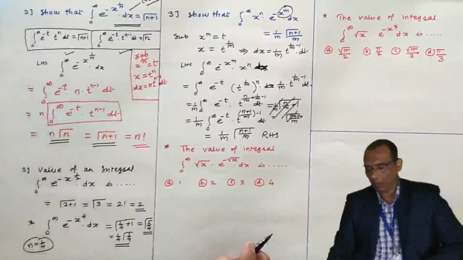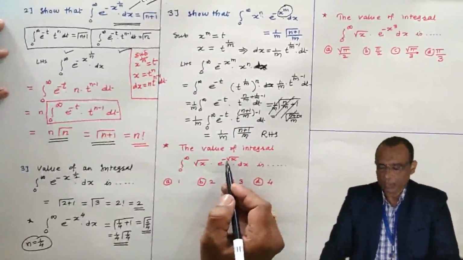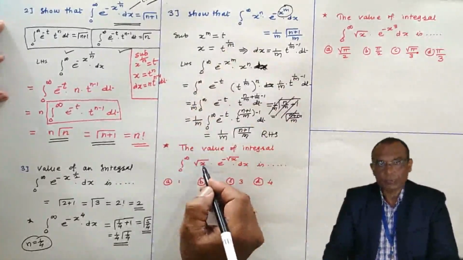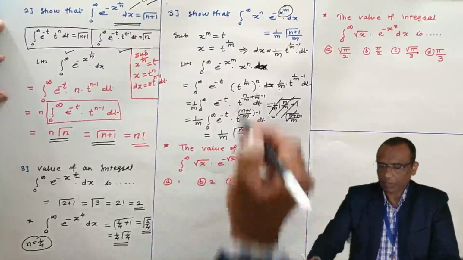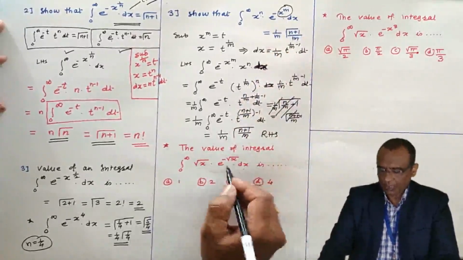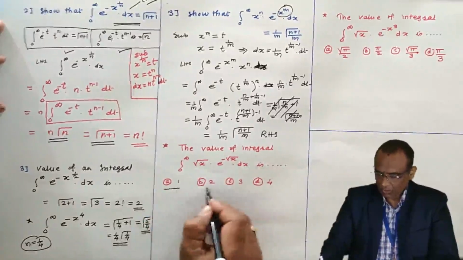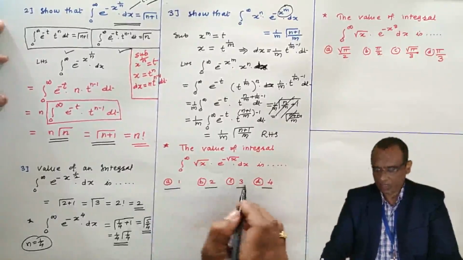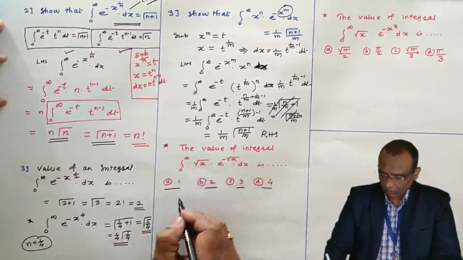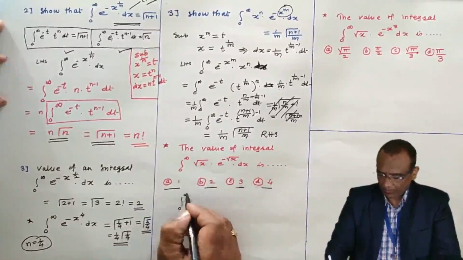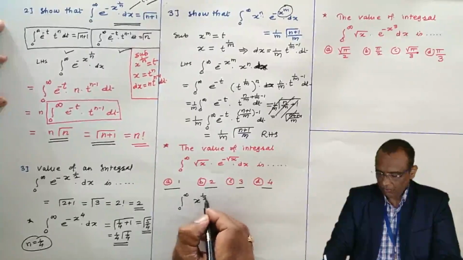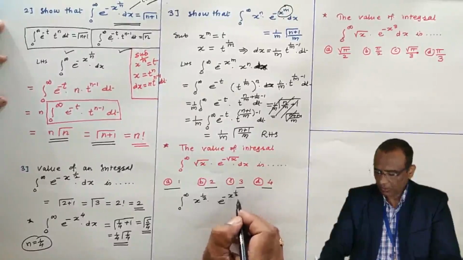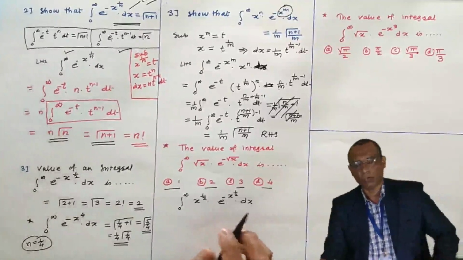Now, a problem of this type may be asked as an MCQ. The value of the integral 0 to infinity x power 1 by 2 e power minus x to the power 1 by 2 dx. Now the options are also there. The value of this integral is 1, 2, 3, or 4. The four options are given. I want the value of this integral.